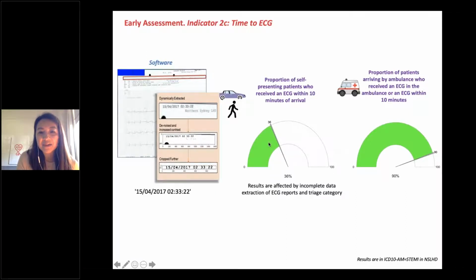What you can see here is the proportion of self-presenting patients who received an ECG within 10 minutes, and then the proportion of patients who arrived by ambulance who received an ECG within 10 minutes. Of course, some of these results are affected by our software itself, so it's still in development, and also by the triage category of presentation.